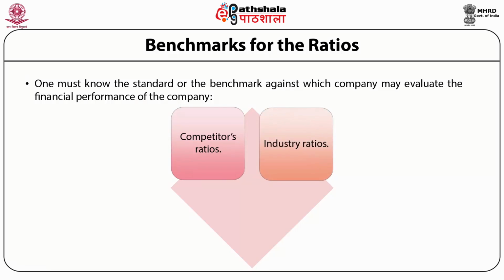Second, industry ratios. The industry to which the company belongs has its own standards regarding the different inputs and outputs. Hence, the industry ratios help the company to evaluate its industry competitiveness. Next, past ratios. The past ratios of the company help to compare its performance over a period of time and judge whether it has improved or not.